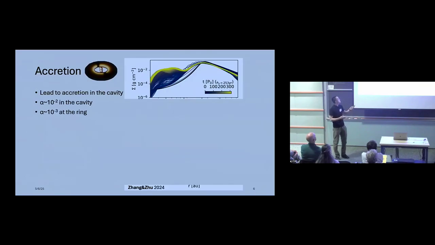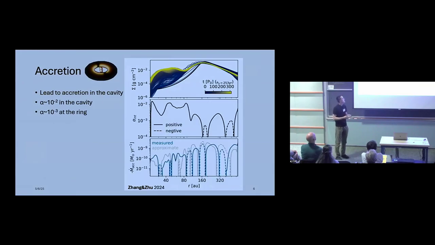This figure shows that the shadow can lead to strong accretion. In the beginning, I only have this simple Gaussian-like profile. You have a ring here, and after 0.1 million years, you are here, and you gain a lot of material in the inner disk. We can also measure the Reynolds stress of the accretion in the cavity, and that value can be as high as 10 to the negative 2. The accretion rate can also be as high as 10 to the negative 10 to 10 to the negative 9 solar masses per year.